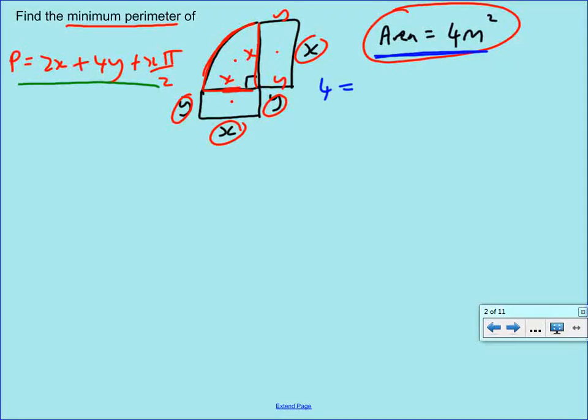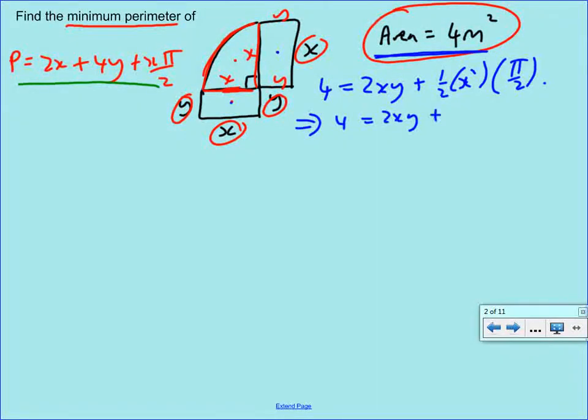So we can say that 4 equals the area of this plus the area of this. This is x times y, times twice, so 2xy, plus the area of the sector, which is a half r squared theta. So plus a half x squared, because that's our radius, and theta is pi over 2. So this means I've got 4 equals 2xy plus x squared pi over 4.